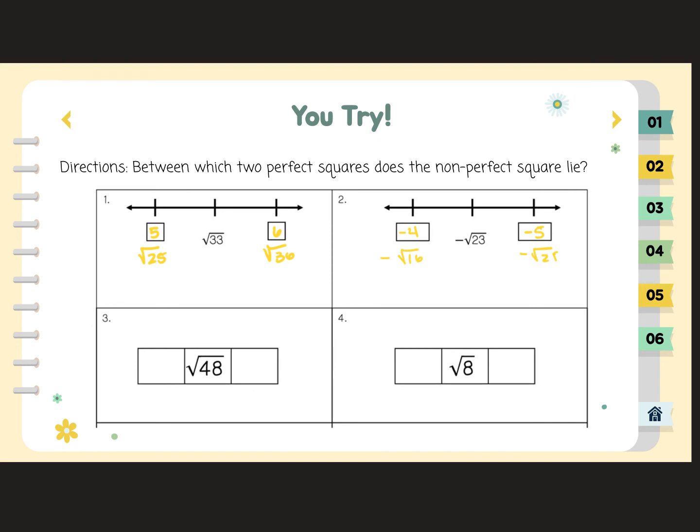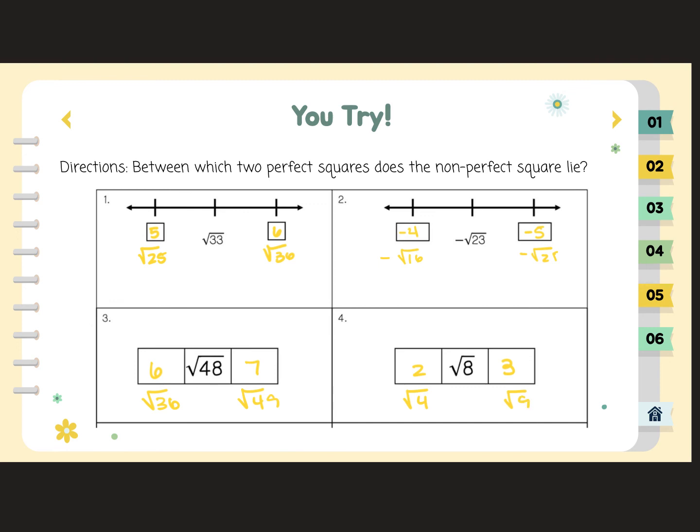We have the square root of 48, which is going to fall between 6 and 7. So be careful with that, because we have the square root of 36 and the square root of 49. And last but not least, the square root of 8, which is going to give us 2 and 3, because we have the square root of 4 and the square root of 9.